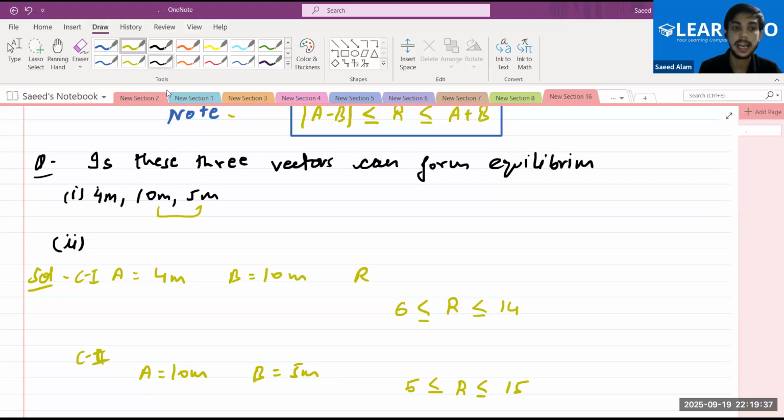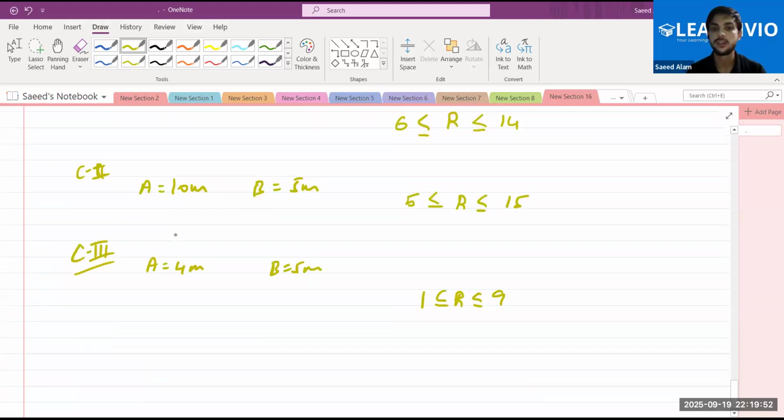Okay, understood? And actually, I don't need to do three cases here. The reason is that if the resultant forms this, do you believe that these three vectors are going to form a triangle, not a right angle triangle? There will be any kind of a triangle.